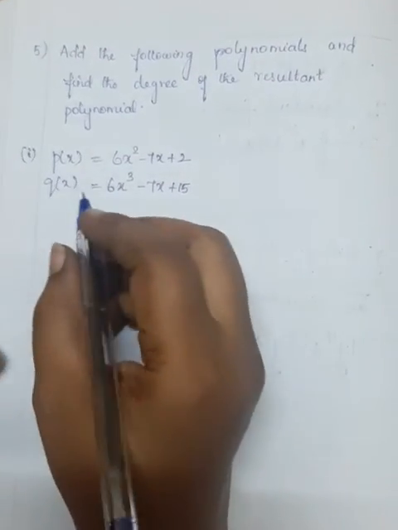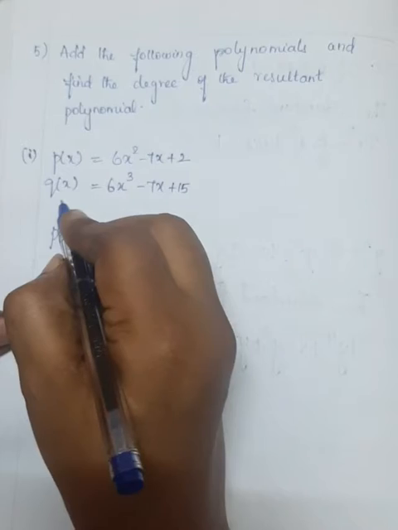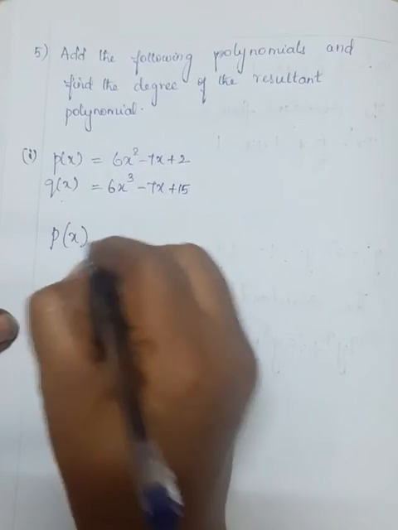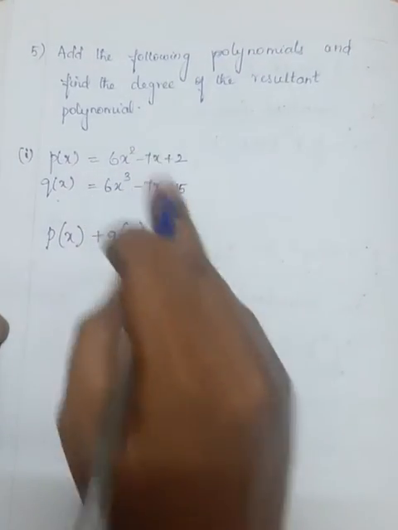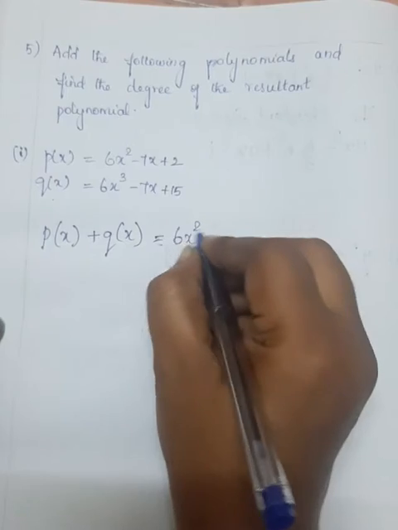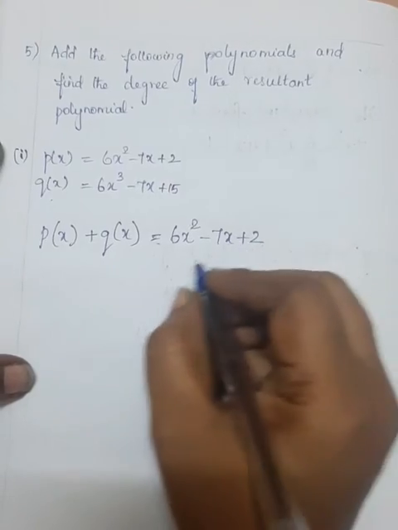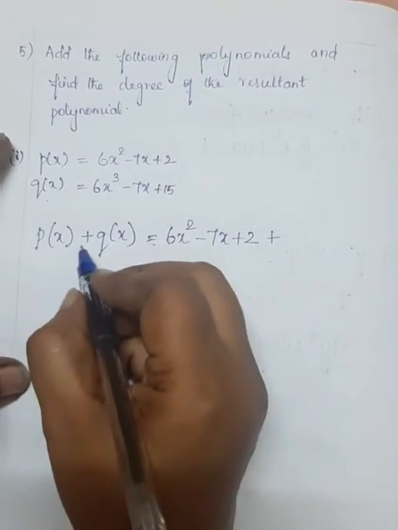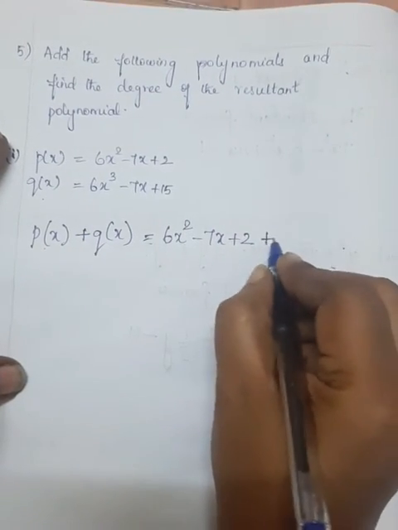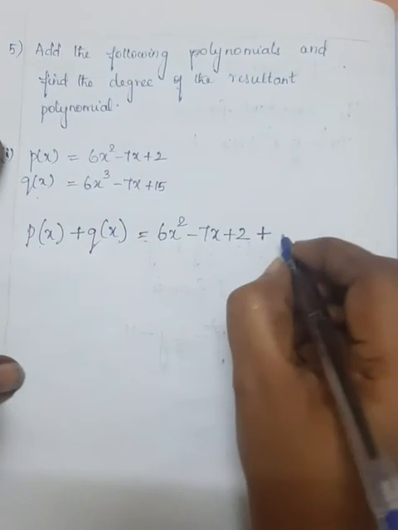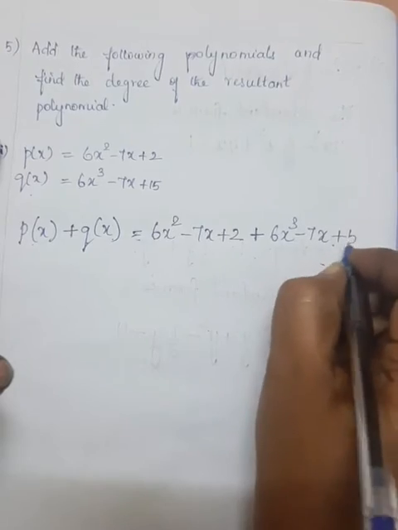That method also you can follow. But what is the standard method I am teaching you? Adding the polynomials p of x and q of x you have to add. So p of x plus q of x. I am going to add this. So take and write p of x as it is 6x square minus 7x plus 2. Plus q of x. What is q of x is 6x cube minus 7x plus 5.